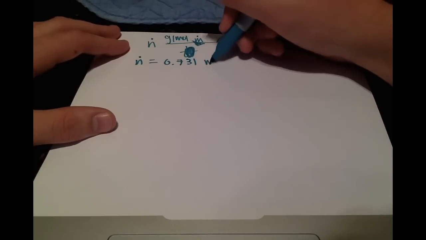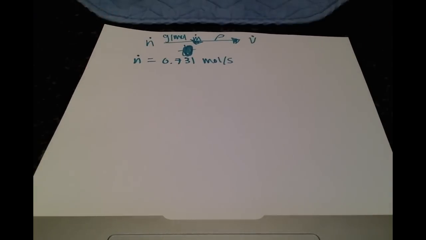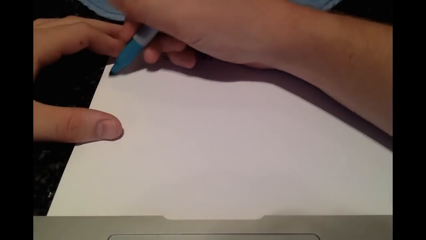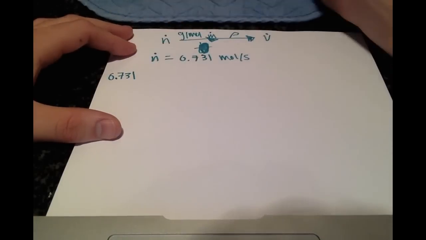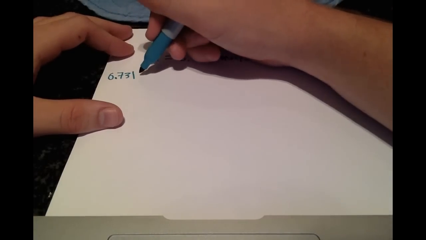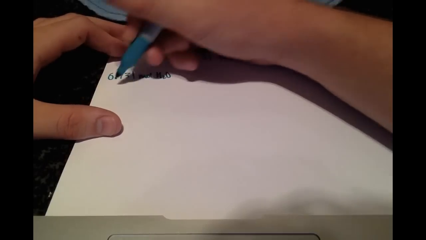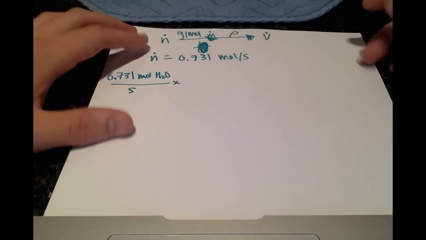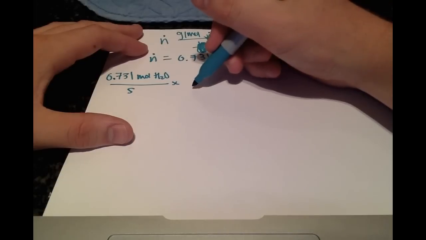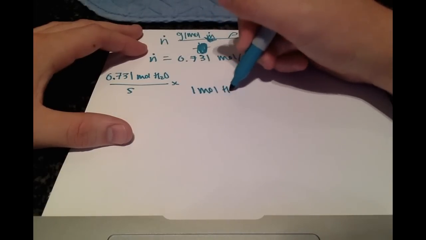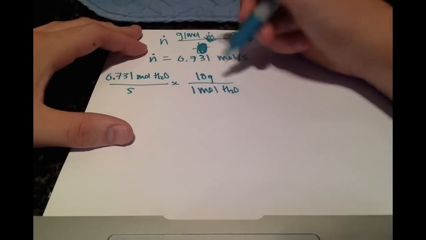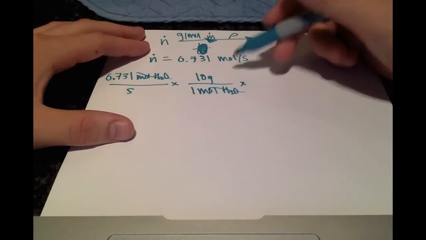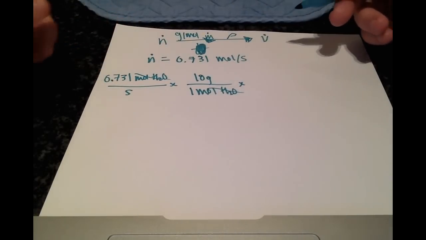Alright, so our molar flow rate is 0.731 moles per second. Okay, so we're going to be starting with this. I'll write a new line so we have more room for a calculation. So coming out of the fountain, we have 0.731 moles of H2O per second. And what we're going to want to do is first get the mass flow rate, and we do that with the relationship: for every mole of H2O, there are 18 grams. So we now have the grams per second mass flow rate.